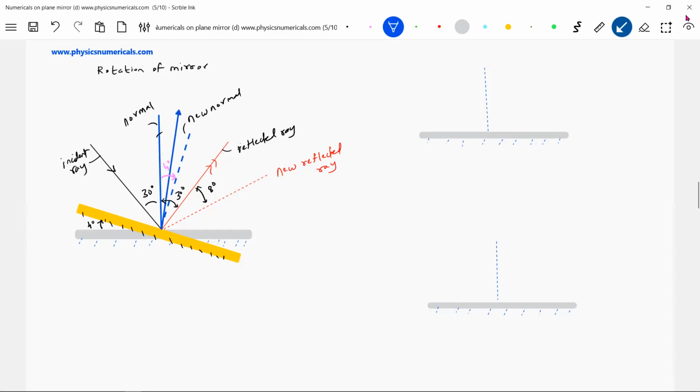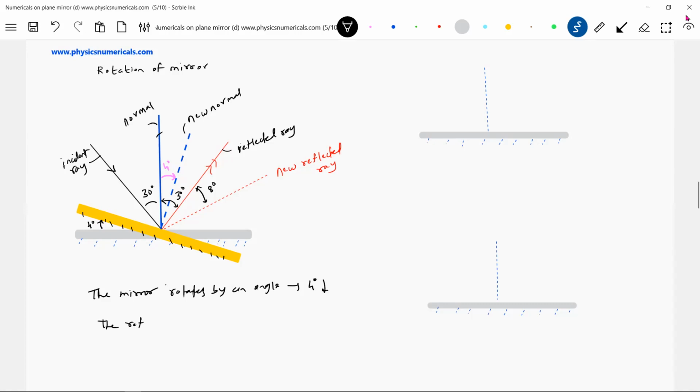Very simple, nothing to do. If the mirror is rotated by an angle of 4 degrees clockwise, the reflected ray rotates by an angle of 8 degrees clockwise. So therefore, what is the condition? When a mirror rotates by an angle theta, the reflected ray will rotate through an angle 2 theta. That's what I mean to say here. I took it with the help of numericals, with some numerical values, so I am able to show that very easily.